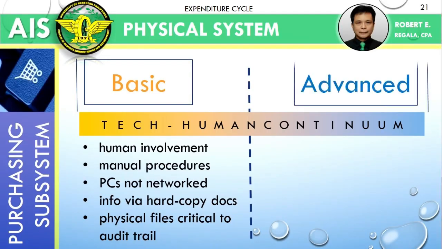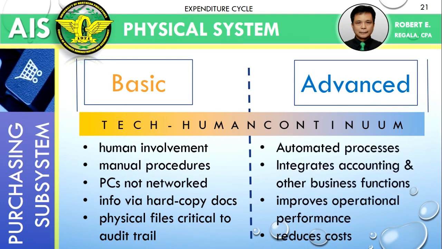At the other end of the continuum are advanced technology systems, which replace human activity with automated processes. The purpose of advanced technologies is to integrate accounting and other business functions through a common information system. Integration improves operational performance and reduces costs by eliminating non-value-added tasks.